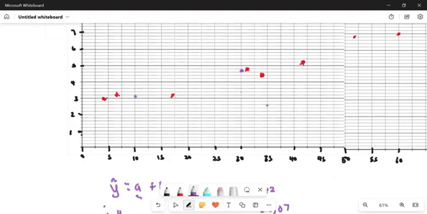Now you have your two dots. As long as you have your two dots, you are done. As long as you have your two dots, then you can connect these two dots. If you were to take your ruler and just connect these two dots here, you're going to have something that looks something like this.